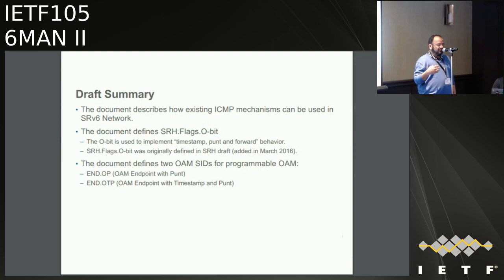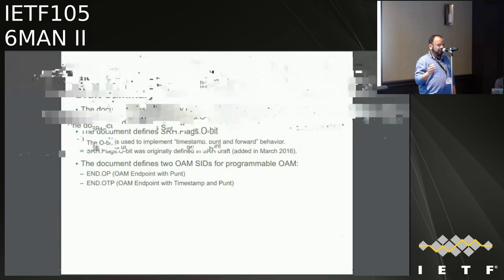Now, coming back to the draft, the summary is very simple. It relies on the existing ICMP mechanism and does not define any new mechanism for ICMP. When we have SRv6 deployed, obviously not all nodes are SRv6 capable, and they work seamlessly. Then, for some use cases, it defines the use of the O-bit. If you remember, the O-bit used to be in the SRH draft. It was there for a very long time until the last call, when the comment was that it needs to be moved to the O&M draft, where its usage is defined. So it was moved.